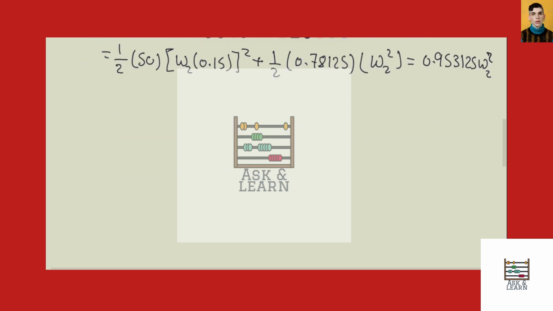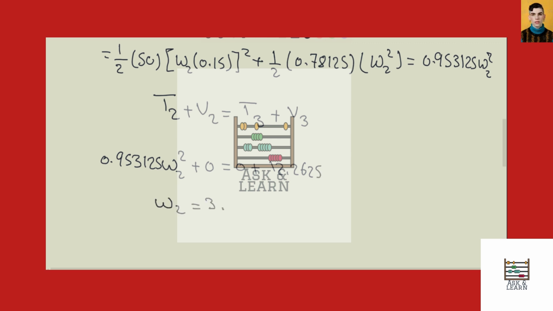Then T2 plus V2 is equal to T3 plus V3. So we have 0.953125 omega 2 square plus 0 equals 0 plus 12.2625. So omega 2 will be equal to 3.587 radian per second. And substituting in equation number 1, we get omega 1 also equals 3.98 radian per second.